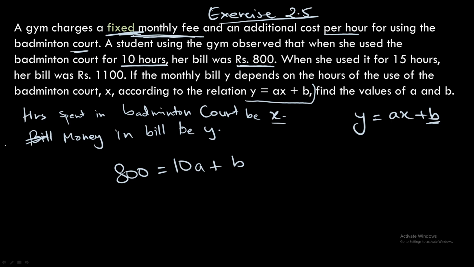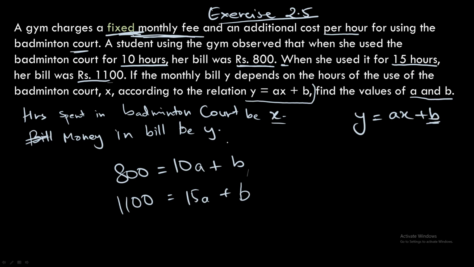Now another piece of information is given. When she used it for 15 hours, her bill was rupees 1100. So now we can frame another equation from this. 1100 is equal to 15a plus b. In both of these cases, a and b are going to be the same, and we are asked to find the value of a and b. So how can we solve this now?